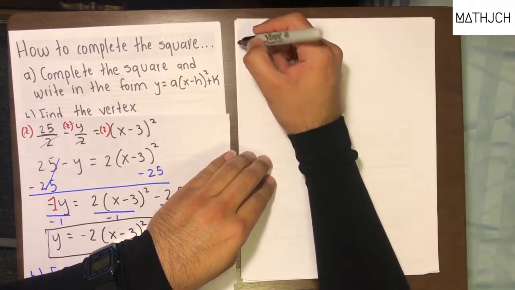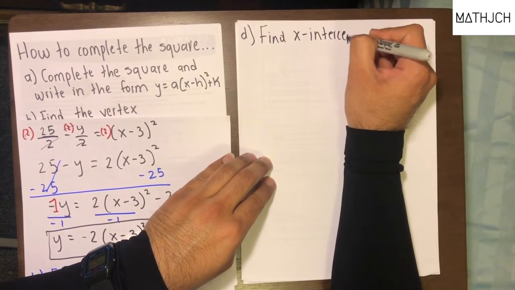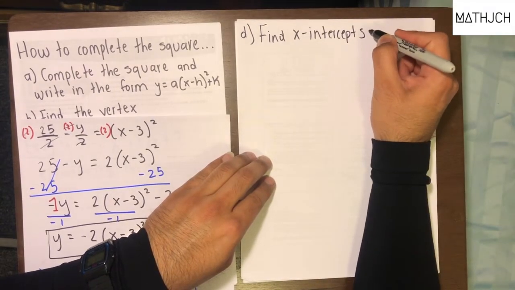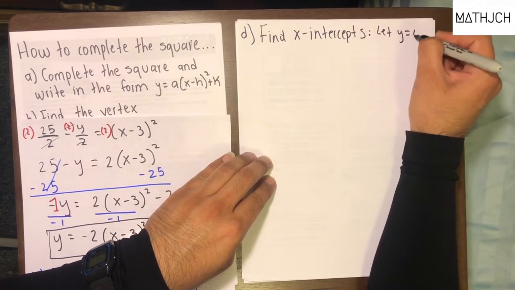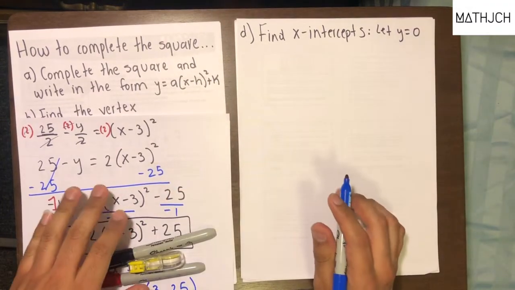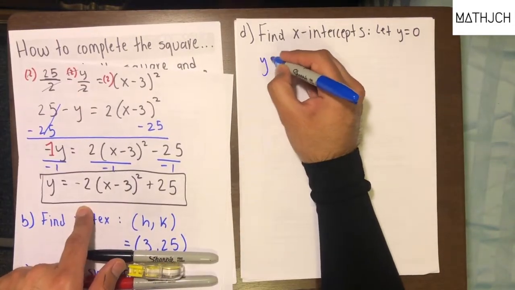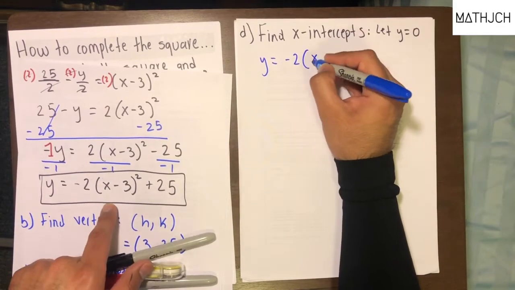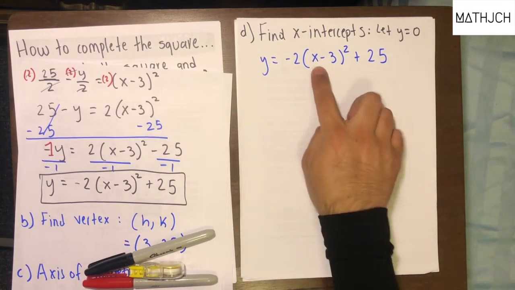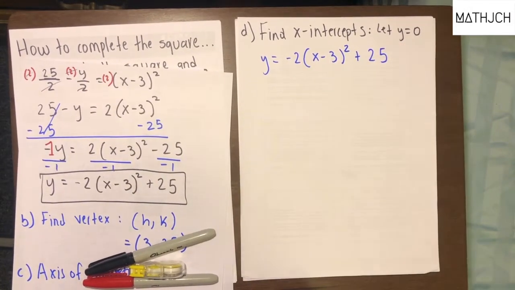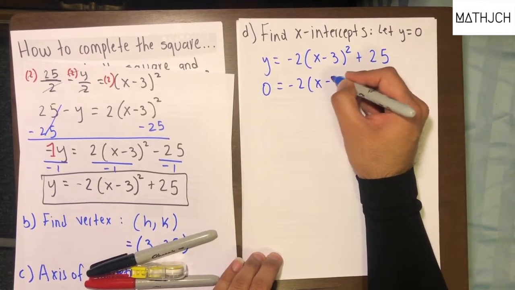So part D, let's first find our x-intercept or intercepts. To do that, we need to let y equal 0. Let's write that function first, which is in this format, which we have here. Let's rewrite it: y equals -2 (x minus 3) to the power 2 plus 25. Now to find x, we need to let y equal 0. So let's start by doing that: 0 for y, and let's copy everything else.